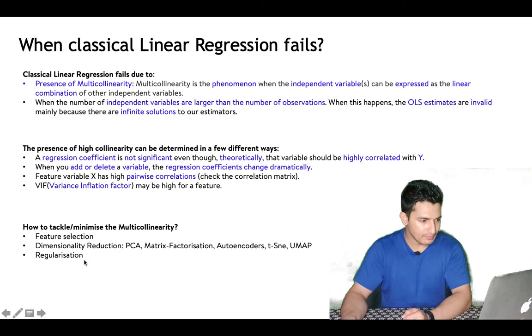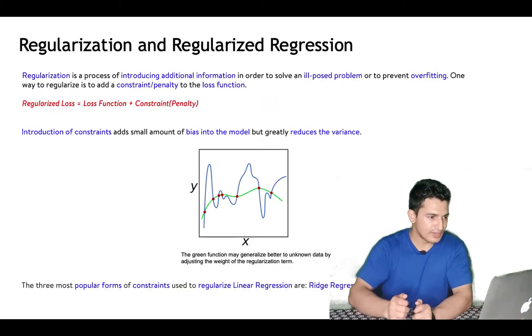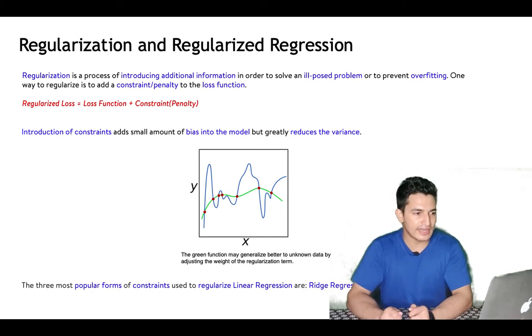And apart from them, there is one more method which is pretty powerful to reduce or minimize multicollinearity, which is regularization. And this method is so powerful that it gives rise to various variations of linear regression which are very powerful and stable. So, understanding regularization and regularized regression.